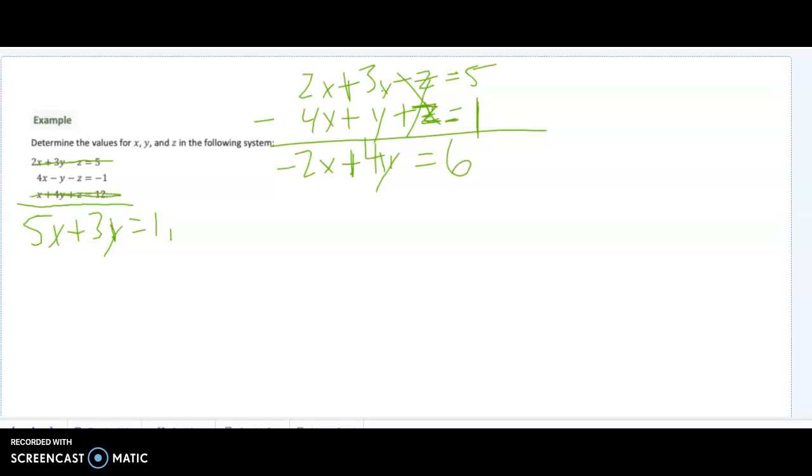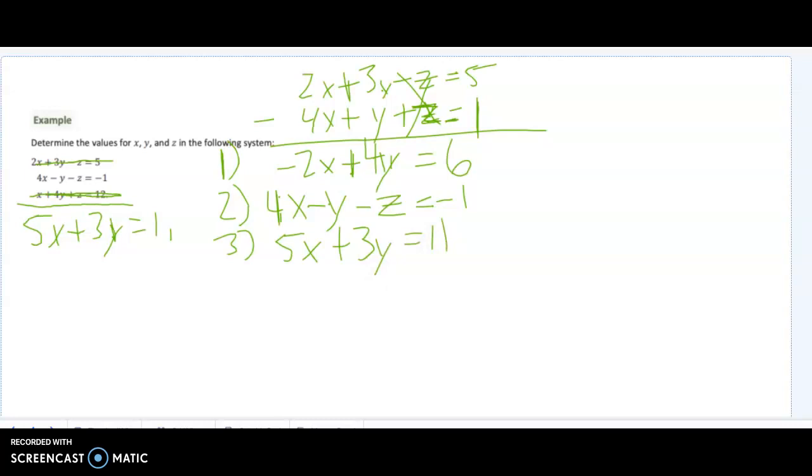Okay, so now the equations we have are here. Those are equation 1, equation 2 is 4x. We're just going to leave this one, 4x minus y minus z equals a negative 1. And equation 3 is 5x plus 3y equals 11.